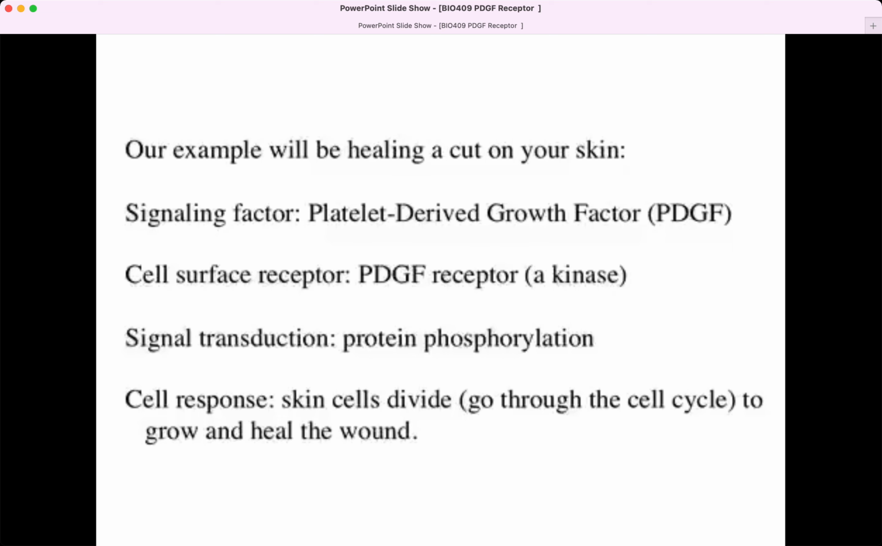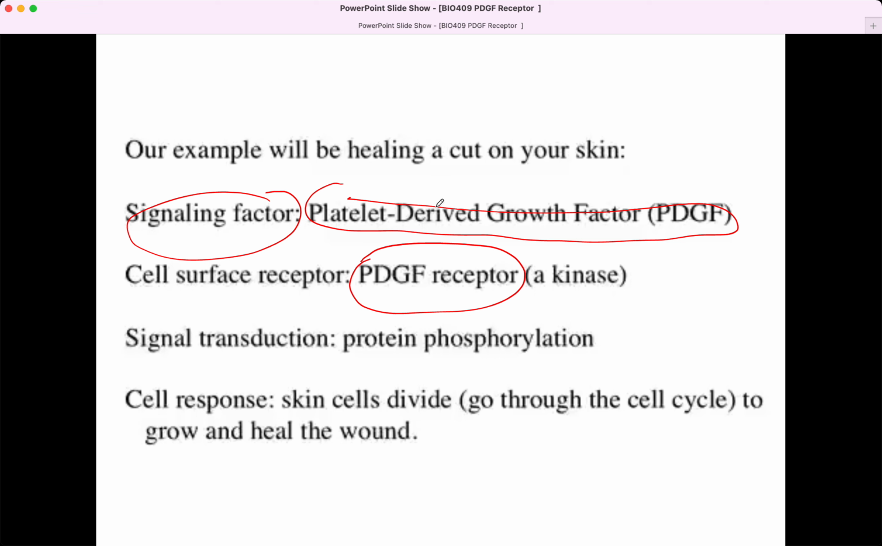So our example is going to be getting a cut in your skin, and the main players that we're going to talk about is a factor that's going to bind to the receptor, and it has a good name. It's called platelet-derived growth factor. And the receptor is going to be on our skin cells, and it's going to be what responds to this PDGF, which is released from platelets at the site of a wound, and this is going to stimulate the receptor to activate a signal transduction pathway.